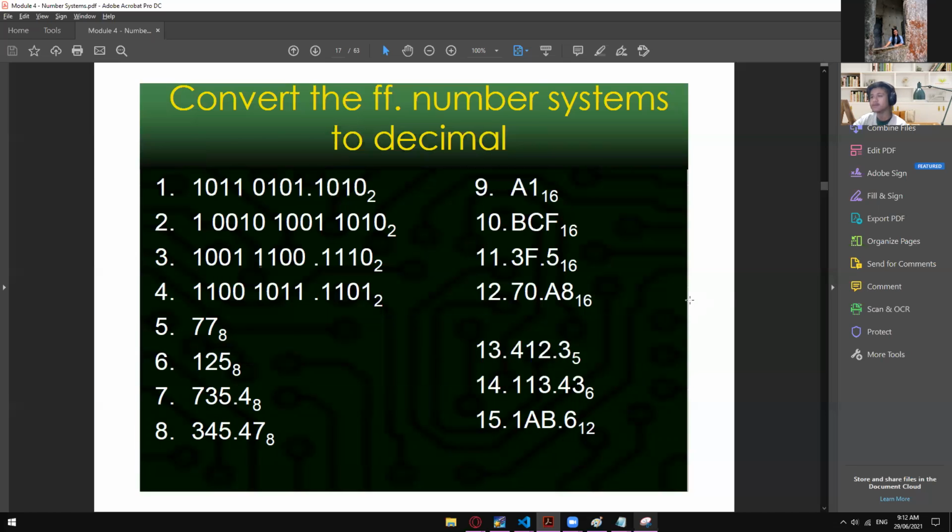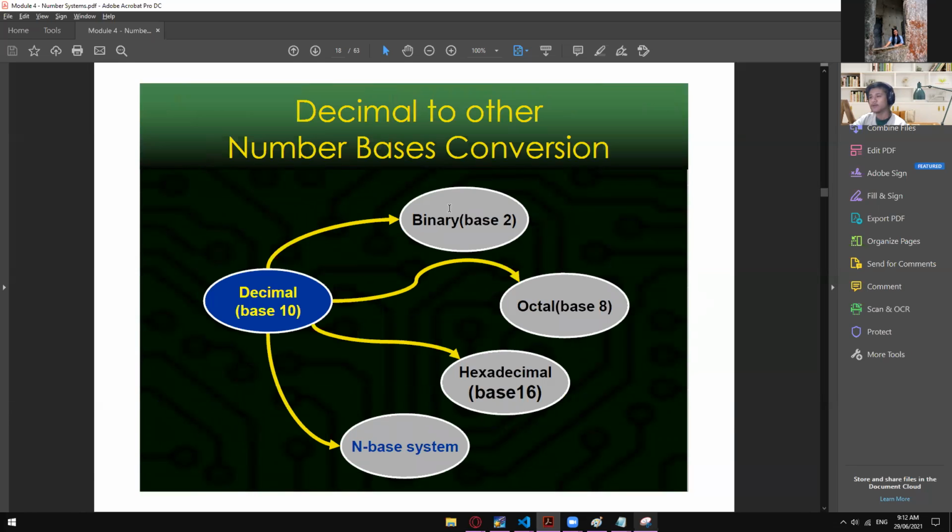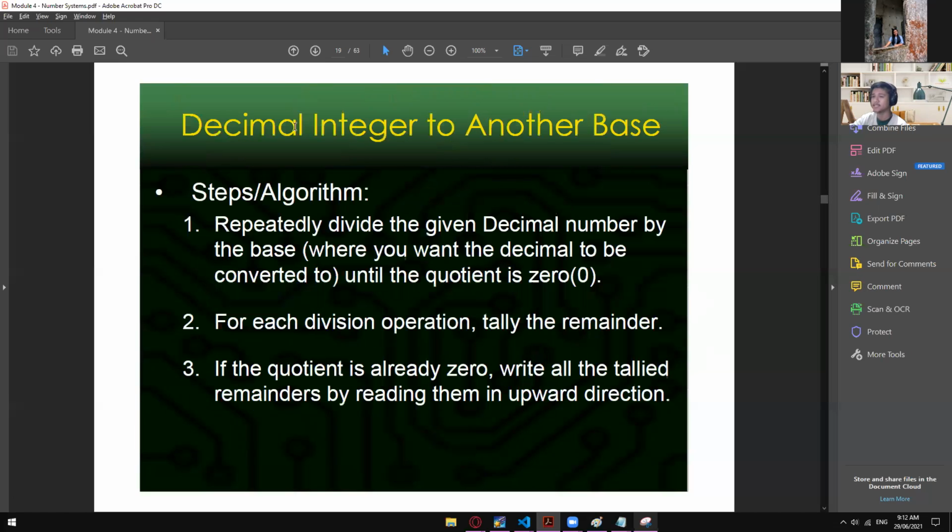Anyway, a while ago you can convert binary, octal, hexadecimal, or n-base to decimal. Well, of course, you can also do the reverse, wherein you can convert decimal into any base. To do that, we have this process right here. Decimal integer to another base. Number one, repeatedly divide the given decimal number by the base where you want the decimal to be converted to until the quotient is 0. For each division operation, tally the remainder. And then if the quotient is already 0, write all the tallied remainders by reading them in upward direction.